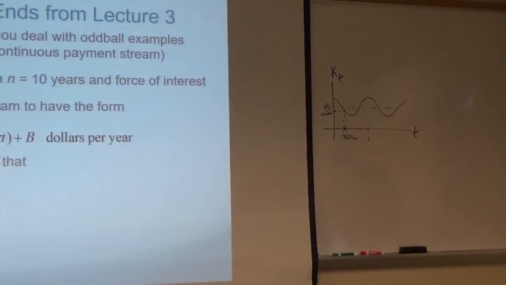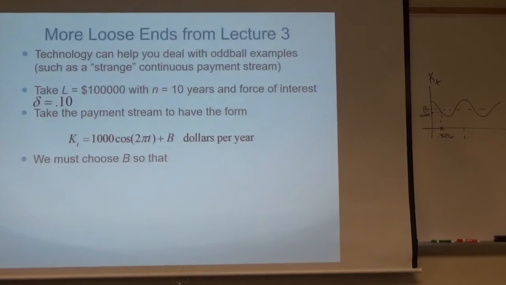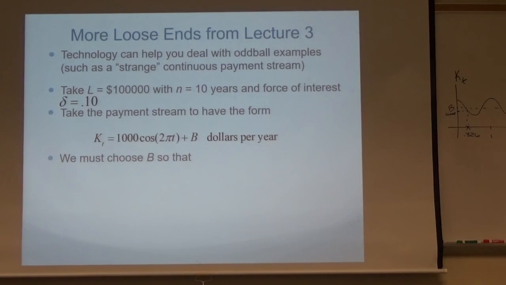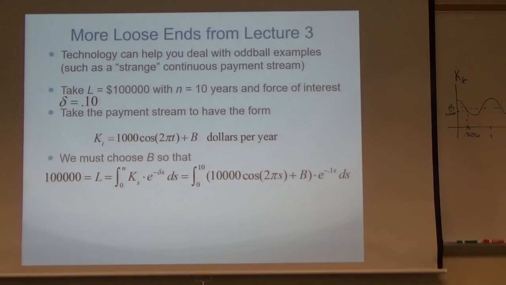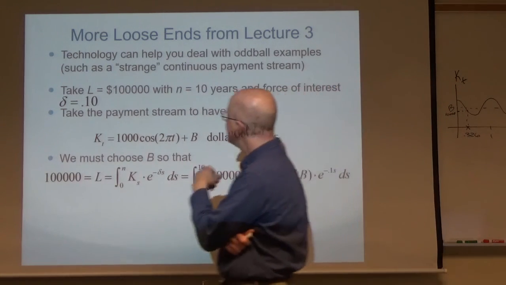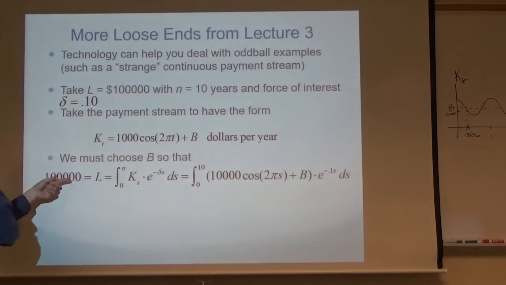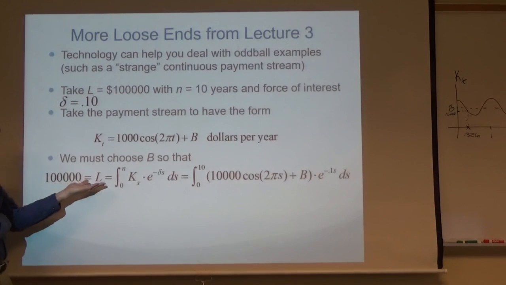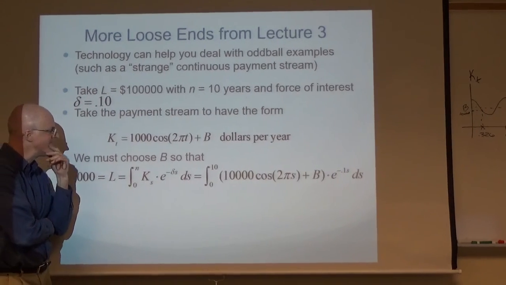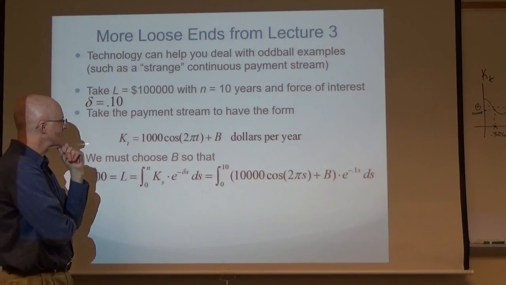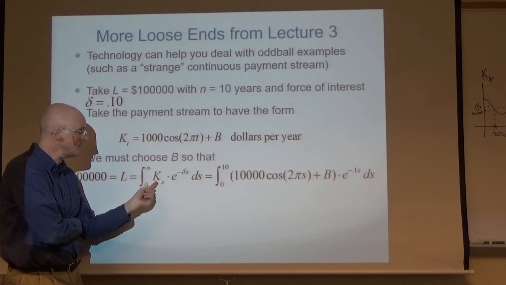But B can't be anything. You've got to choose B so that you pay it off after 10 years. And that means choosing B so that this equation is true. The present value of the loan amount, the 100,000, has to equal this integral. What is this integral representing? This integral is representing the present value of the payment stream.